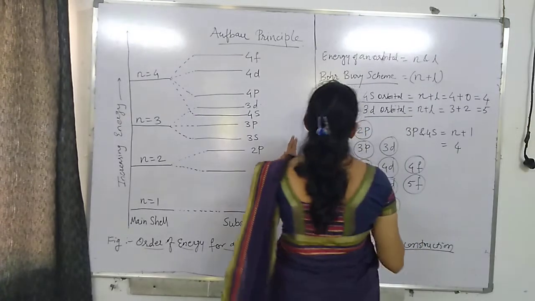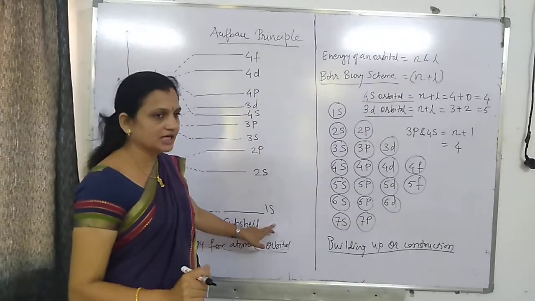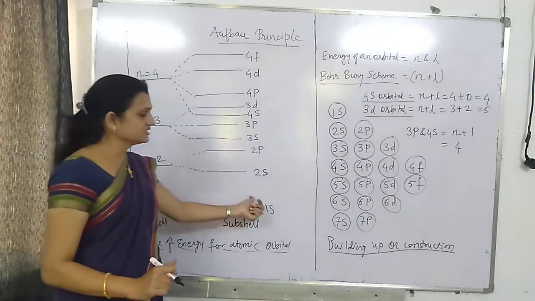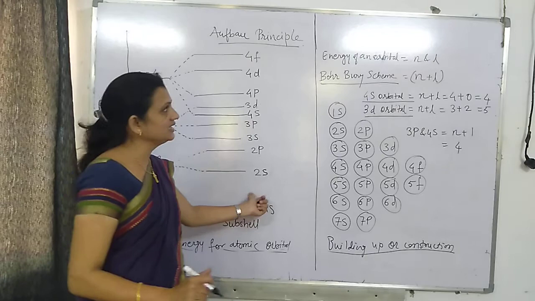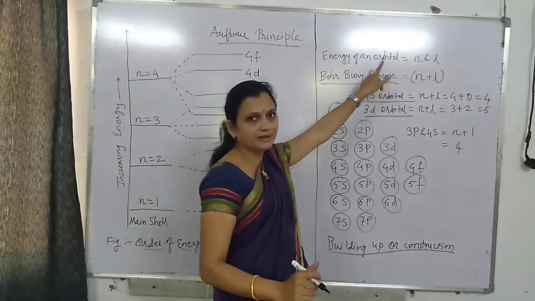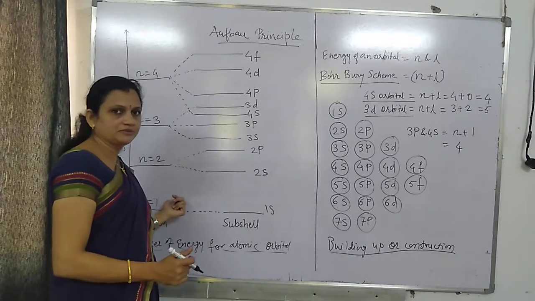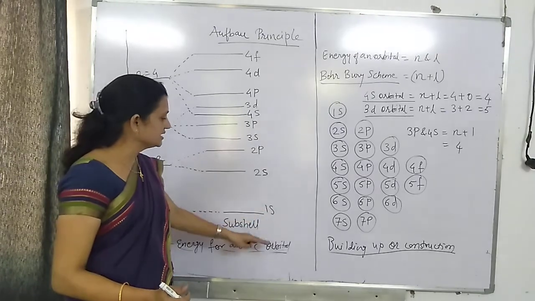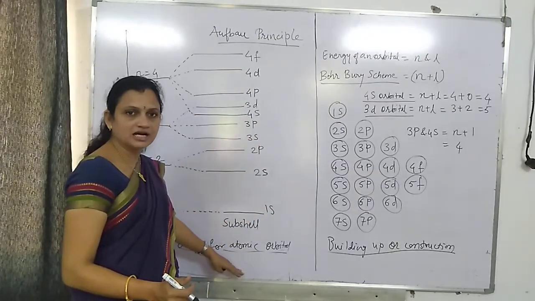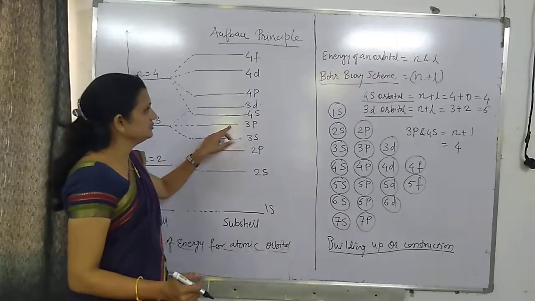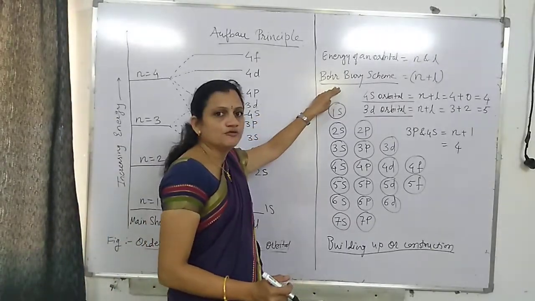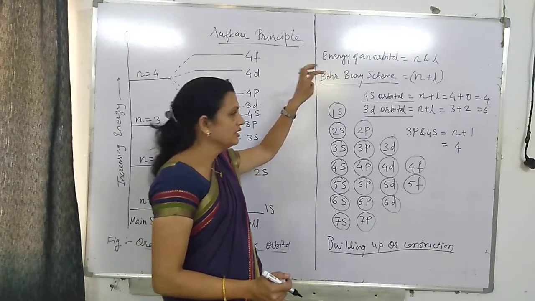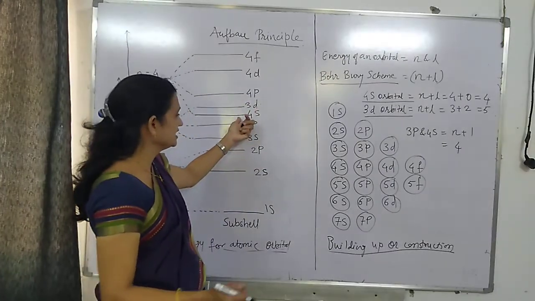Now in this case, the energy of an electron depends upon the principal quantum number n and azimuthal quantum number L. In this case, the energy of an orbital depends upon principal quantum number n and azimuthal quantum number L. Now while arranging these different orbitals in this energy level diagram, what happened here? See, here we are applying the formula of the Bohr-Bury scheme. Why are we applying this formula?